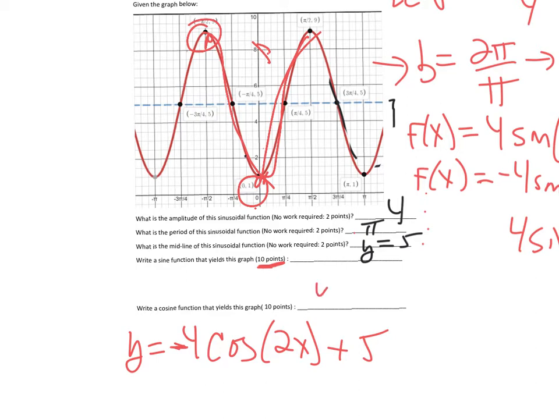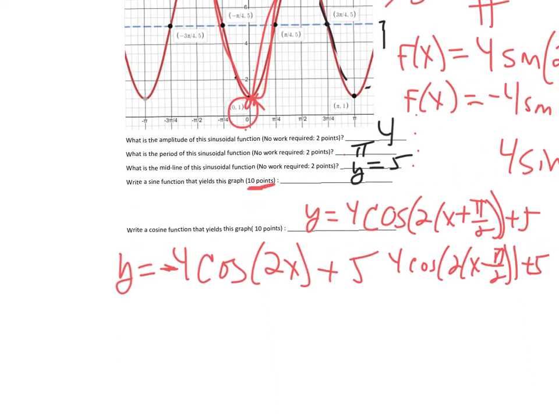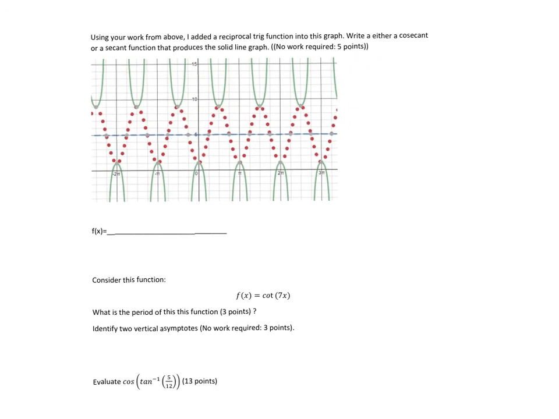So that's a solution. I could say I'm shifting it left pi over 2 and go with that point, in which case I'd write y equals positive 4 cosine of 2 times x plus pi over 2, plus 5. I could go with this point and say 4 cosine of 2 times x minus pi over 2, because it's been shifted right, plus 5. Any of those work. Okay, so that's that first set of questions. Let's see, what else? I don't think I have anything else on this page. Okay, so now I've got to write a reciprocal function for what I have.